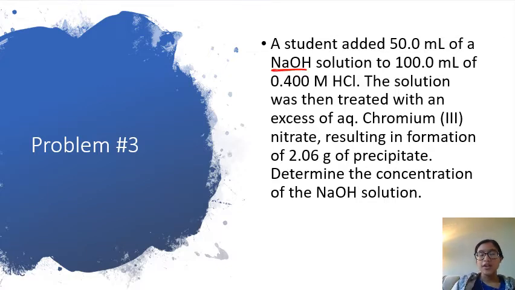So we know that a strong base is going to react with a strong acid, such as HCl, to form water plus the counter ions as a salt. Okay, so that's one reaction right there. But then this goes on and says that chromium-3 nitrate was added, resulting in the formation of a precipitate. So that's telling you that there's a second precipitation reaction going on here. So our first step is really just to write out what's going on here so that we can continue on with the problem.